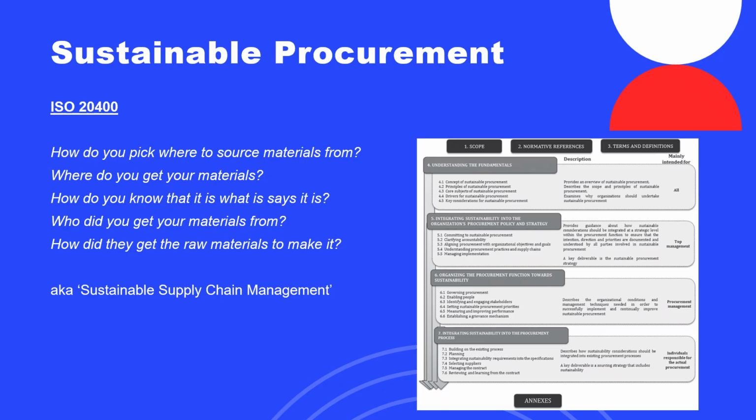This next group is sustainable procurement, also sometimes called sustainable supply chain management. It's referred to in ISO 20400. It asks questions like, how do you pick where you source your materials from? Where do you get your materials? How do you know that your materials are what they say they are? How do you determine where you get your materials from? How do they get the raw materials to make the materials you're using? All of these procurement questions help enforce the idea that you have to take control of what you're taking in so that you can be sustainable within your processes.